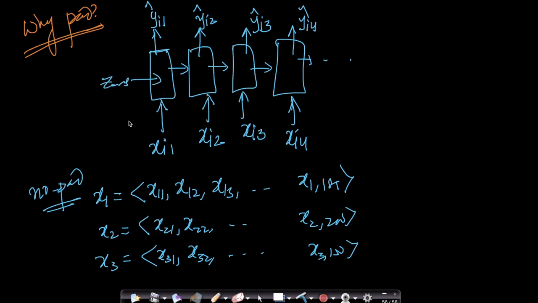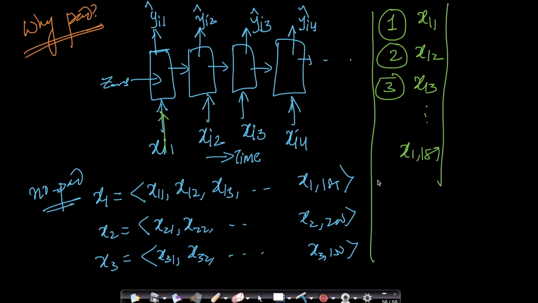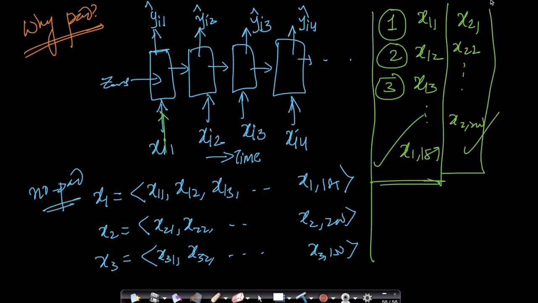With no padding, this is my time axis, let's not forget that. What is the sequence of inputs that we'll do? First, we will send x11. Then we go in the time axis, then x12, then x13, so on and so forth, up to x1 189, because that's a sequence. Once we are done with all of them, next I'll send x21, x22, and so on, up to x2 200. Once I'm done with this, I send x31, x32, and so on, up to x3 150.